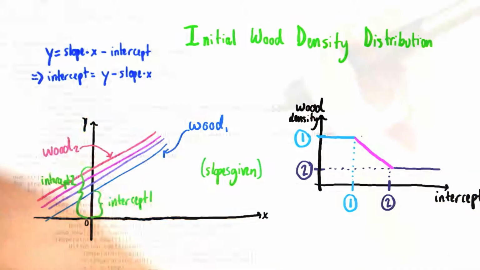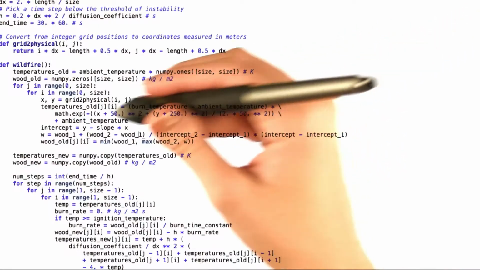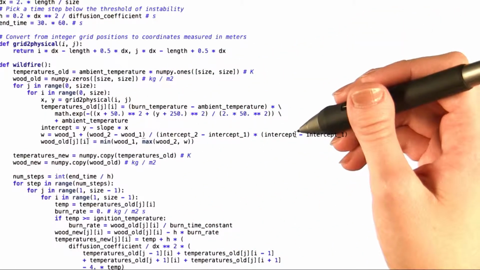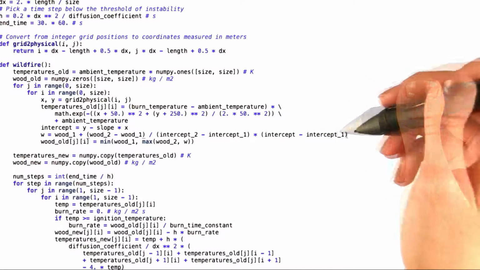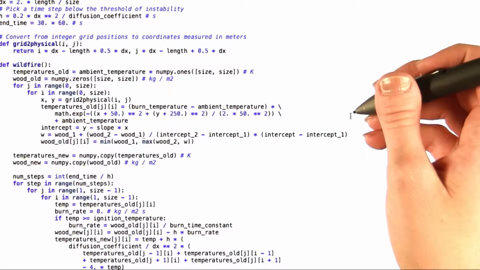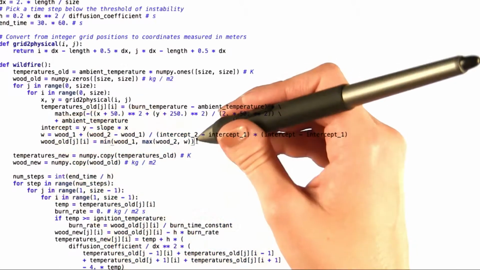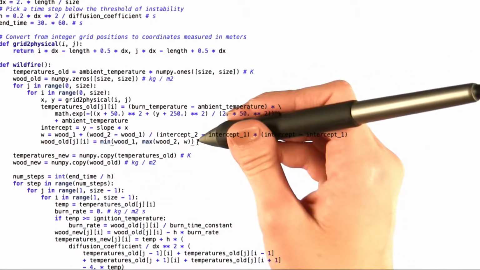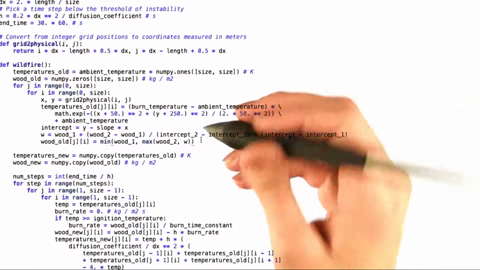line right here. So now you can see that we have the slope of that pink line times the intercept of the line that the point we're considering is on, minus intercept 1. So this is really just using point slope form to calculate W. Remember, we only want W to range between wood 1 and wood 2, so this line restricts it to that range. Now let's look at the plot we get.